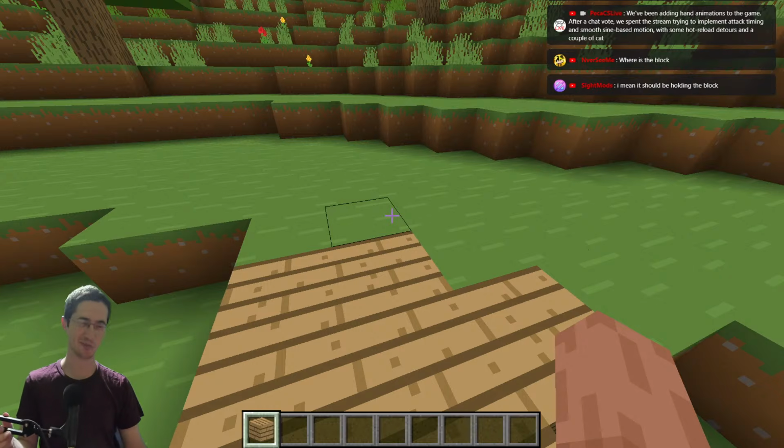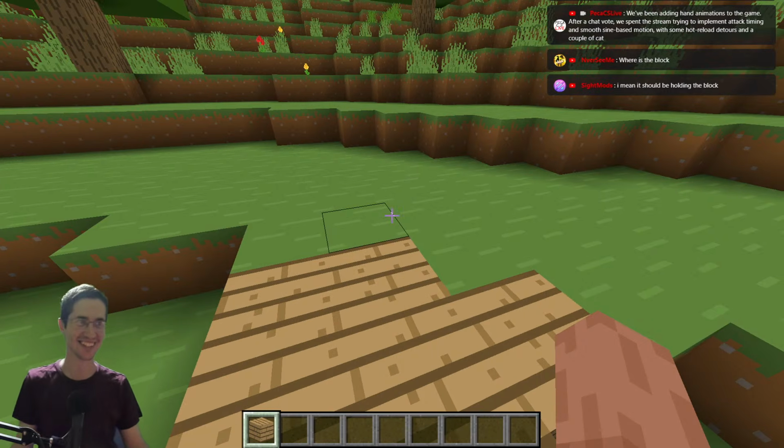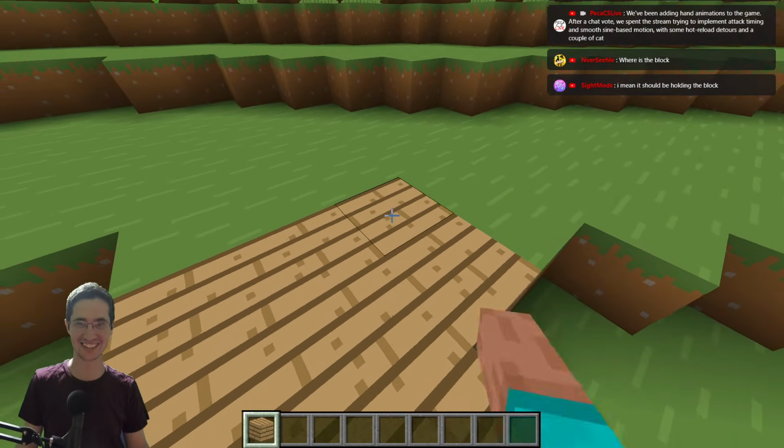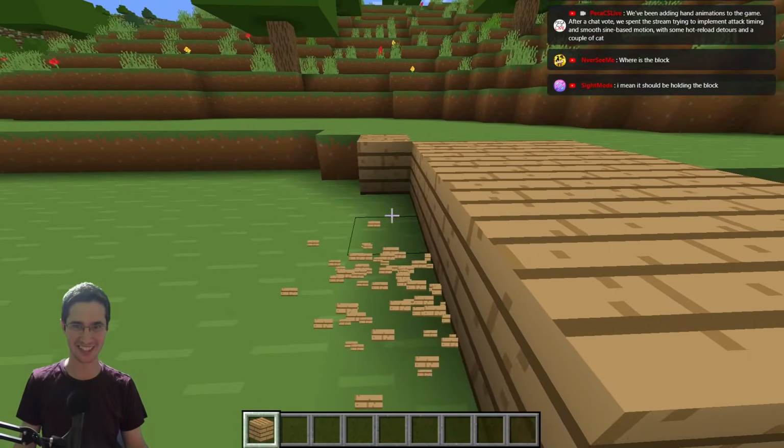It should be holding the block. Yeah, but come on, one thing at a time, man. I'm a single guy here. Come on, I'm a single developer, chat. I know it needs to hold a block, but one thing at a time.